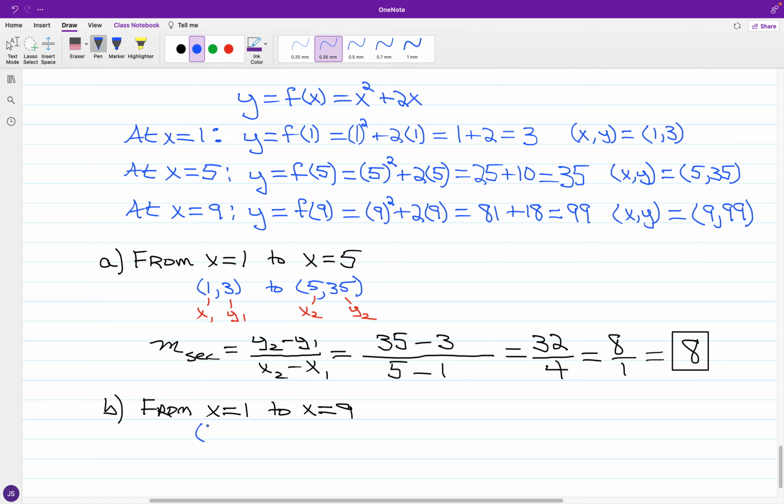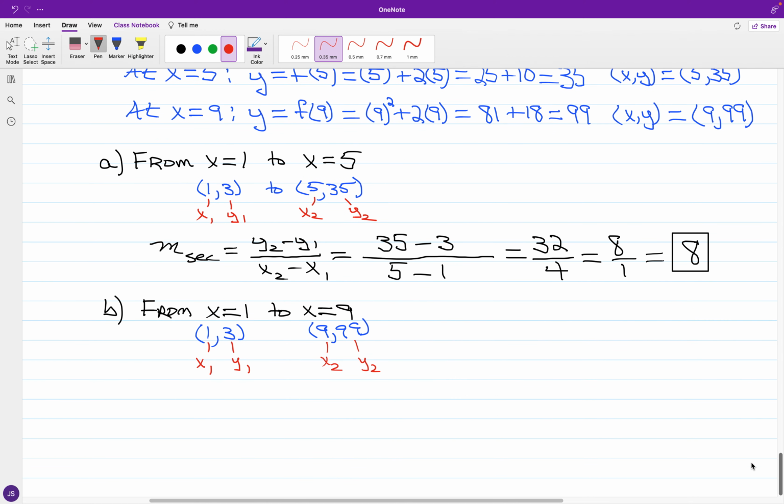So again, at x equals 1, we have the point 1, 3. Now going out to x equals 9, we're going from 1, 3 to 9, 99. So we have the same first point, and now the second point is 9, 99.